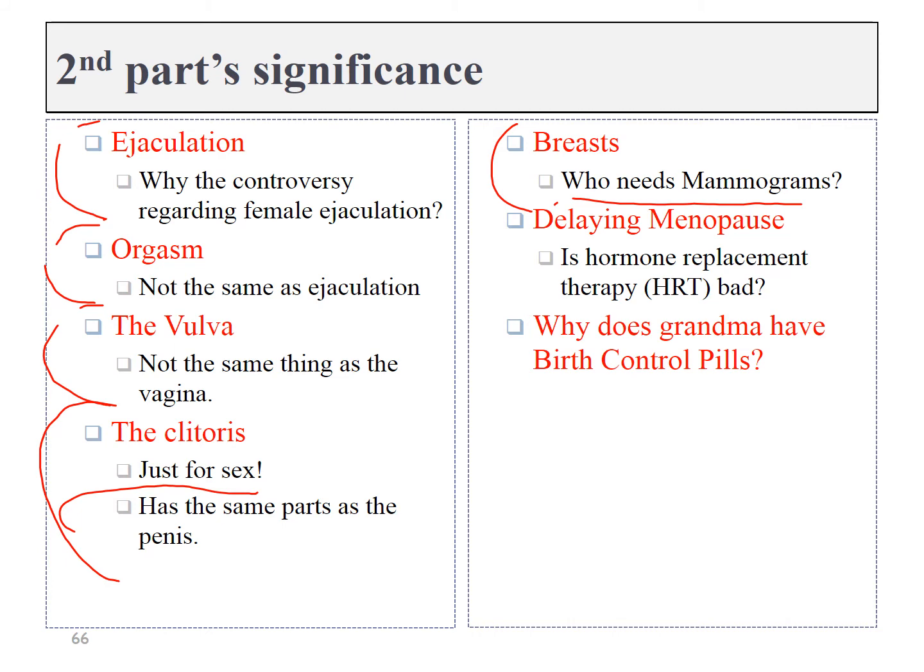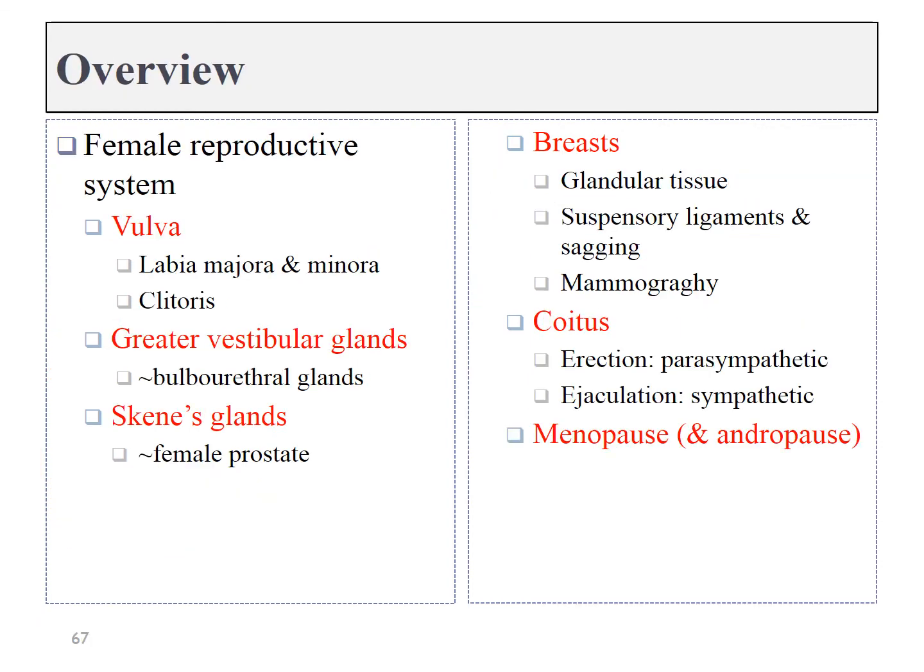We'll talk about breasts and mammograms and why there is controversy over who should get mammograms and why. We'll talk about menopause and ways to delay the onset of menopause. And we might talk about why grandma has birth control pills, even though she's obviously not going to be getting pregnant. To do all of that, we will continue with the external female anatomy, including the structures of the vulva and a few glands. We'll move on to the breasts and then talk about some physiology.